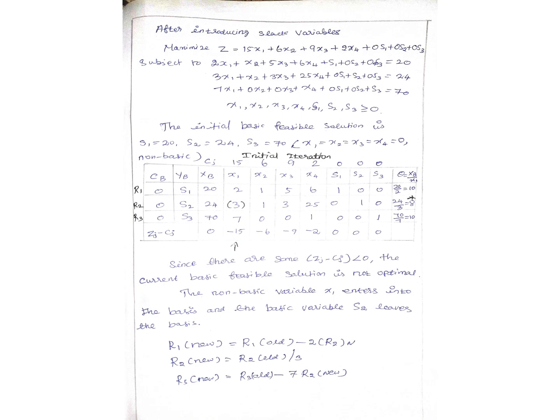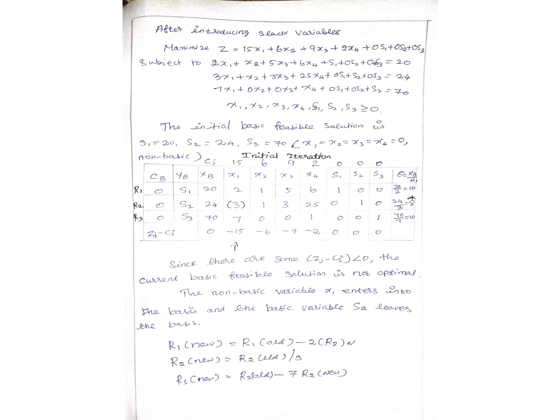So, we need to add the slack variables in the objective function. Maximize z is equal to 15x1 plus 6x2 plus 9x3 plus 2x4 plus 0s1 plus 0s2 plus 0s3. The first slack variable is 0, in the same way the second slack variable is 0, then the third slack variable, the value is 0. So here this one is the first constraint, this one is the second constraint and this one is the third constraint. x1, x2, x3, x4, s1, s2 and s3 are greater than or equal to 0.